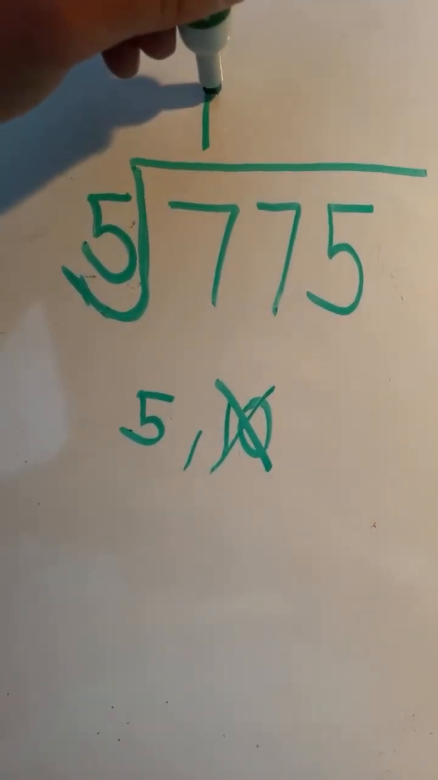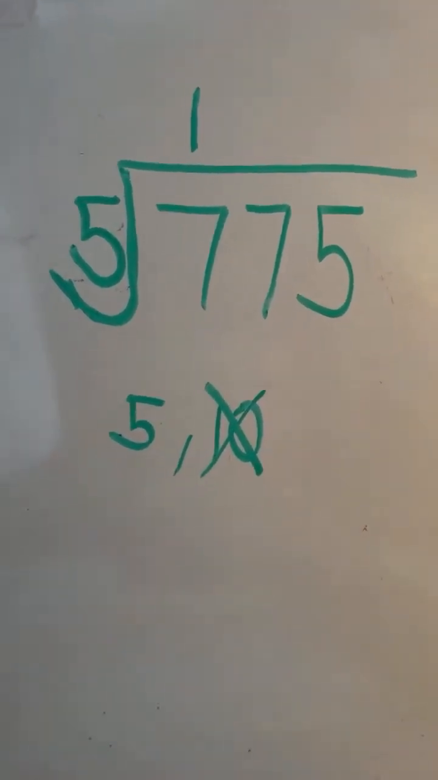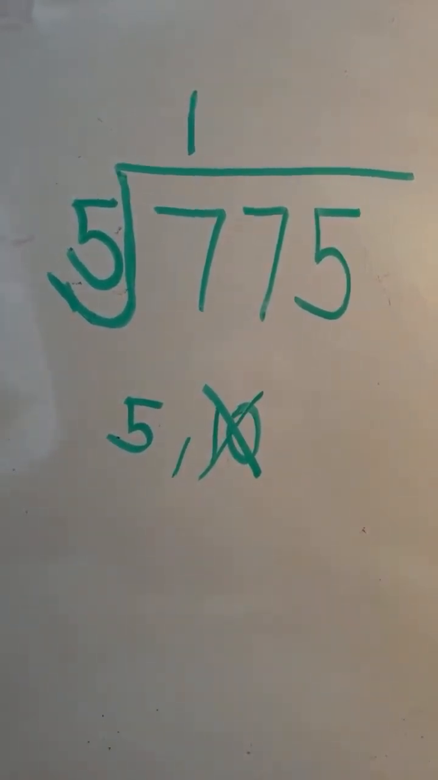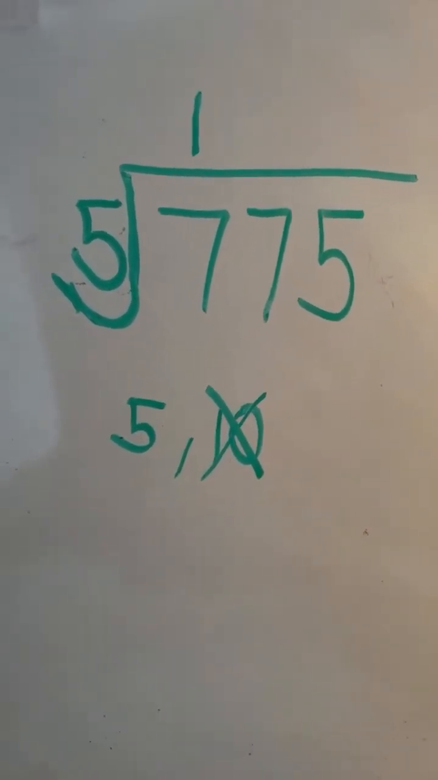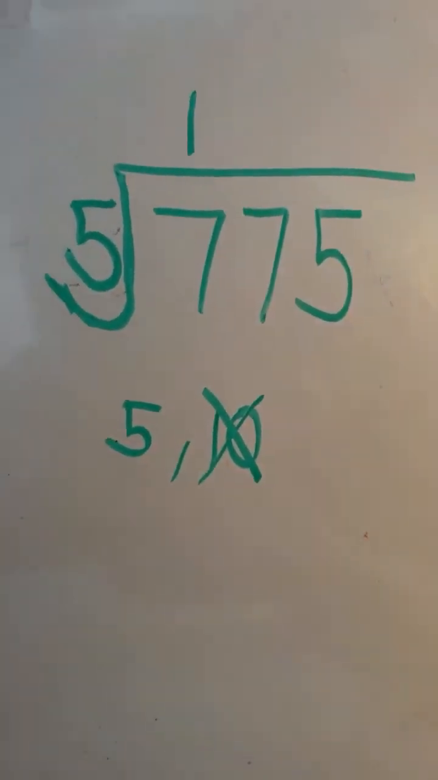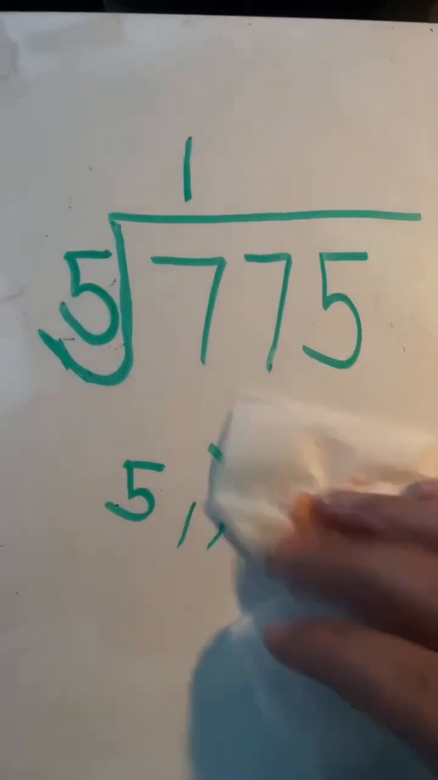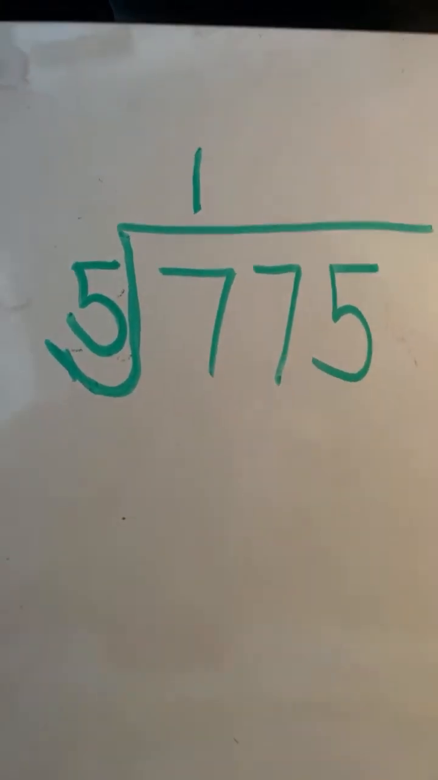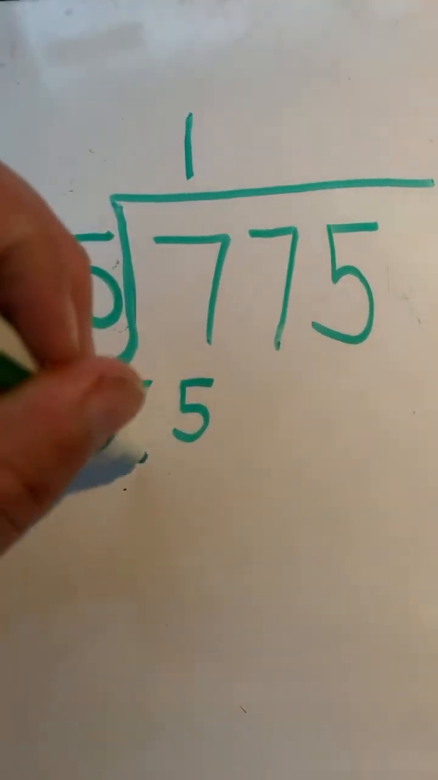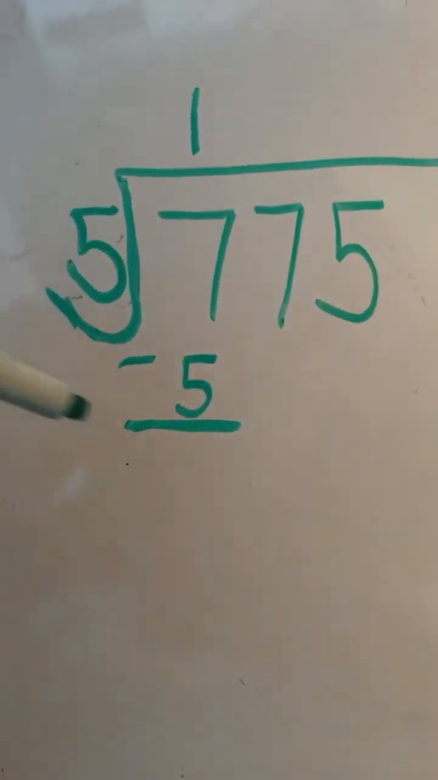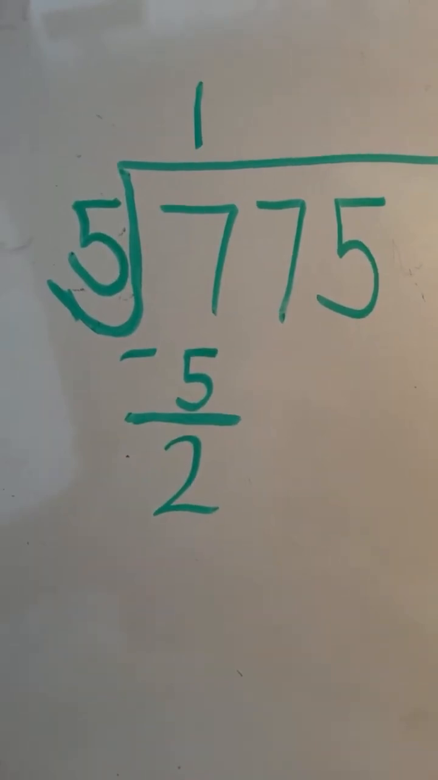Now there is a remainder here. To figure out the remainder, we have to subtract the last number that we skip counted by without passing the number. So the closest I could get to 7 without passing it is 5. So 5 is what we subtract. So we're going to do 7 minus 5. 7 minus 5 equals 2. So we have a remainder of 2.